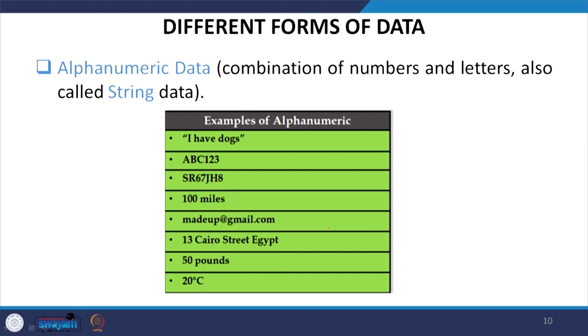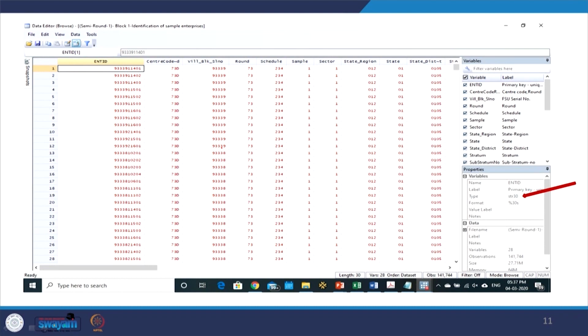What do you mean by string form? It is a combination of numbers as well as letters. We have given certain examples of string form. These are also called alphanumeric data. Suppose I say I have a dog, and ABC 1 2 3 and so on. These are in string form. I will show you in the exact shape in our STATA software.